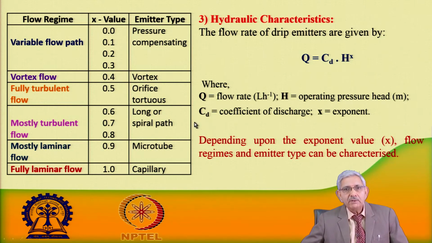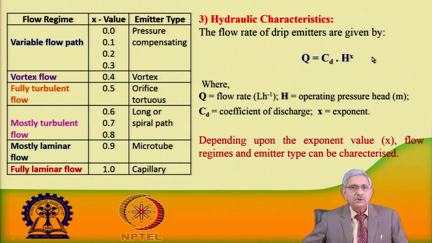Then another parameter of evaluation is hydraulic characteristics. Hydraulic characteristic is evaluated by using the flow rate, that is Q equal to coefficient of discharge multiplied by the operating pressure to the power exponent x. Now, the exponent x value we will get because you are monitoring the discharge for the different operating pressures.